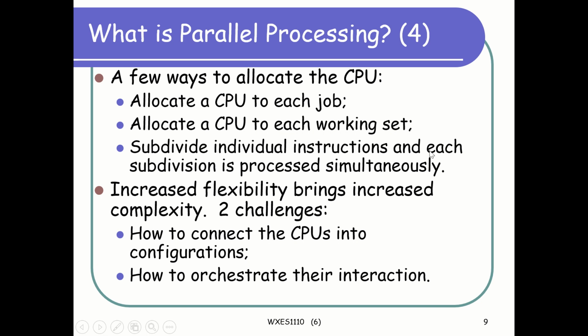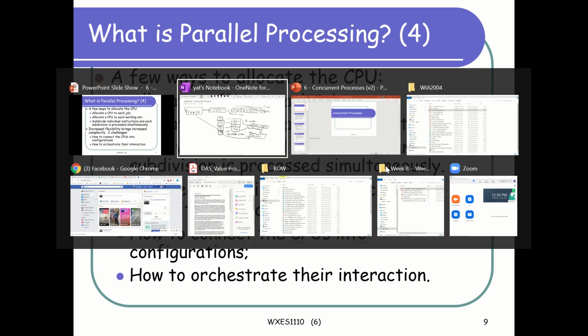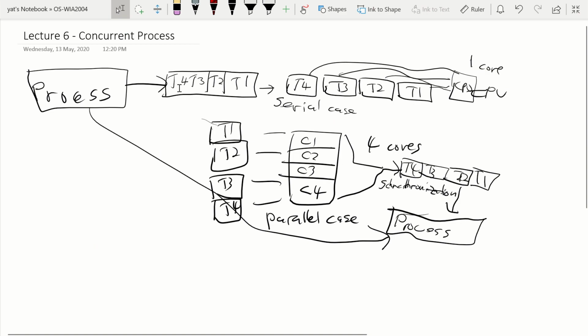Subdivide individual instructions, and each subdivision is processed simultaneously. So you can chunk the process into smaller sets called threads, and each subdivision is processed simultaneously. As we see on this, the process is chunked into 4 threads: thread 1, thread 2, thread 3, and thread 4. You chunk it into small sets. This process is chunked into 4 threads.